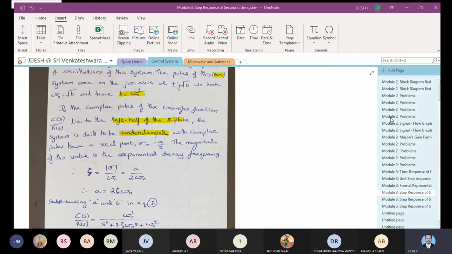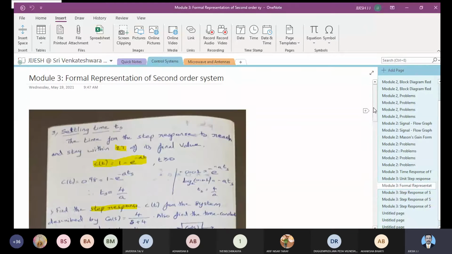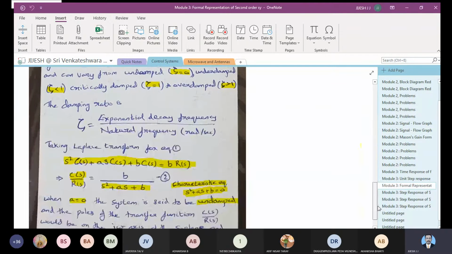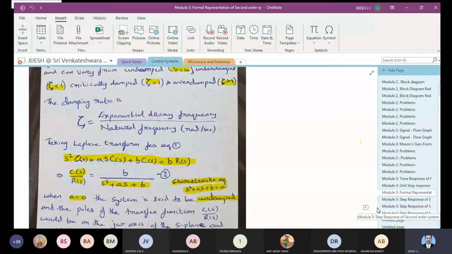We are now in the process of understanding the time response. You know that there are two types, called first order system as well as second order system. We have completed the first order system, and we have started moving on to the second order system. We have understood the formal representation of the second order system. The very important thing which you should understand, which I am going to use in the further classes, will be the characteristic equation. So we have written the damping ratio.